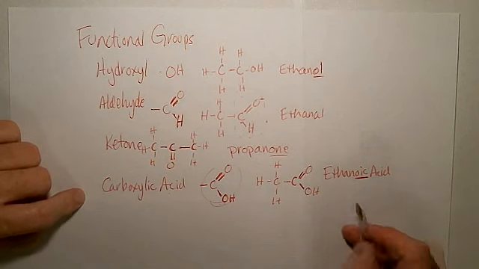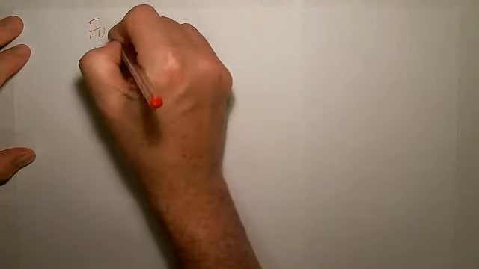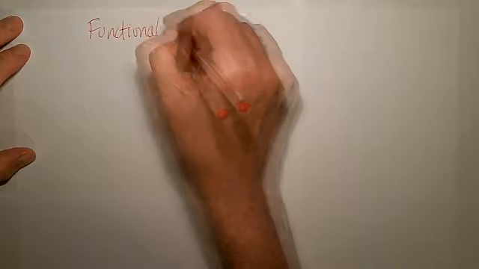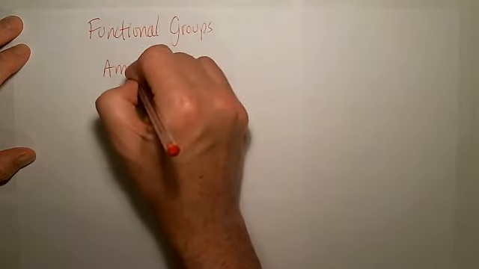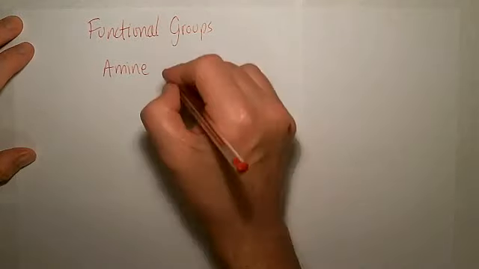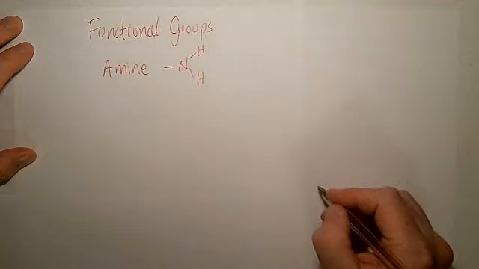The next one that we have is an amine group. So we'll switch papers here real quick. And the amine group has a nitrogen in it. So we're still on functional groups here. And our amine has a nitrogen on it, and the nitrogen wants to make these 3 bonds.